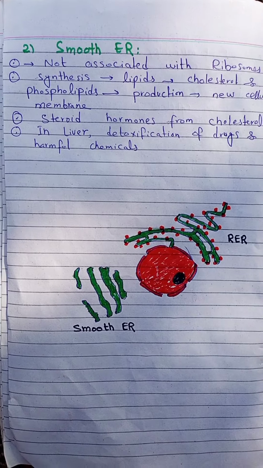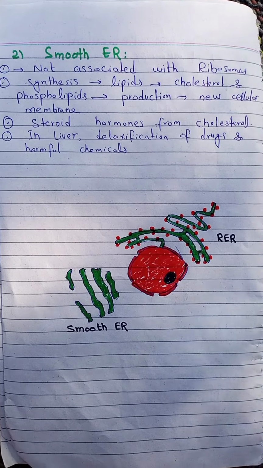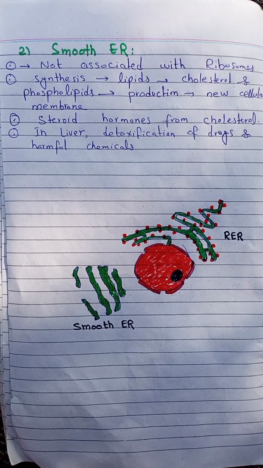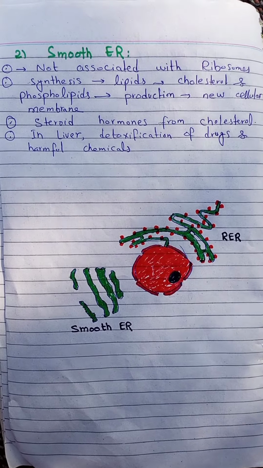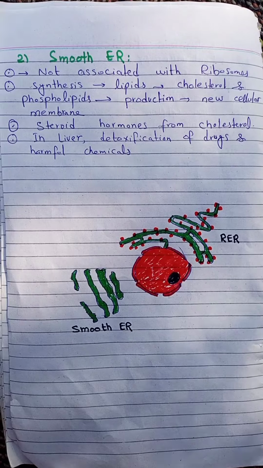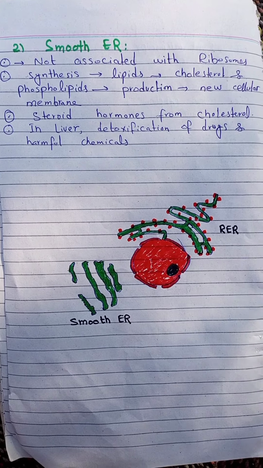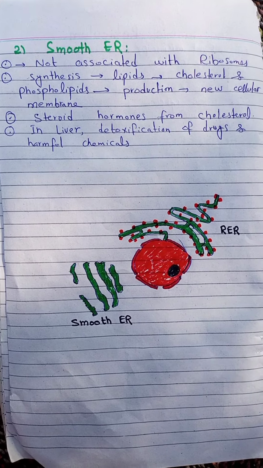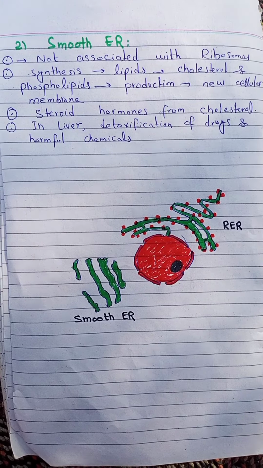Smooth endoplasmic reticulum is not associated with ribosomes, which means there is no synthesis of proteins. It helps in the synthesis of lipids, cholesterol and phospholipids, which help in the production of new cellular membranes. Steroid hormones are synthesized from cholesterol with the help of smooth endoplasmic reticulum. In the liver, smooth endoplasmic reticulum helps in the detoxification of drugs and harmful chemicals.